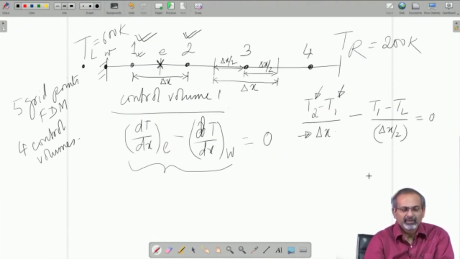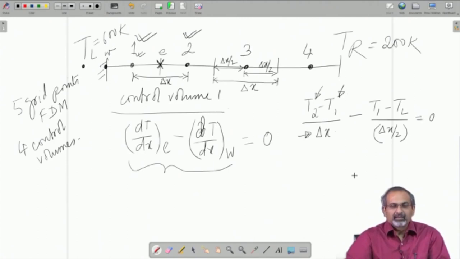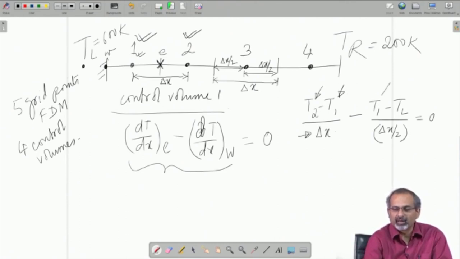So, what do we have? The derivative at the w face of the cell would then be approximated as T1 minus T_L, which comes from the boundary, by half the length as compared to the previous case. So, it is delta x by 2. Now, having said that, you can rewrite this by rearranging the terms and you will get an equation which looks like this.